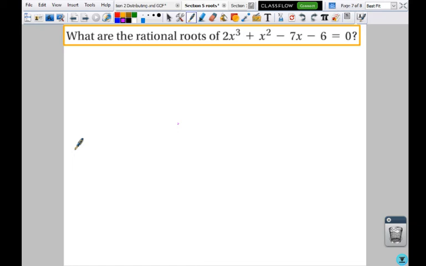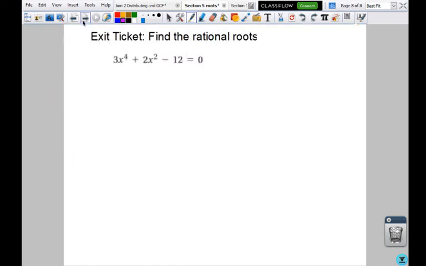And let's do exit ticket. I want you to find all roots. Why just one? So there's more than one? Find all roots if there's more than one. I actually don't remember.